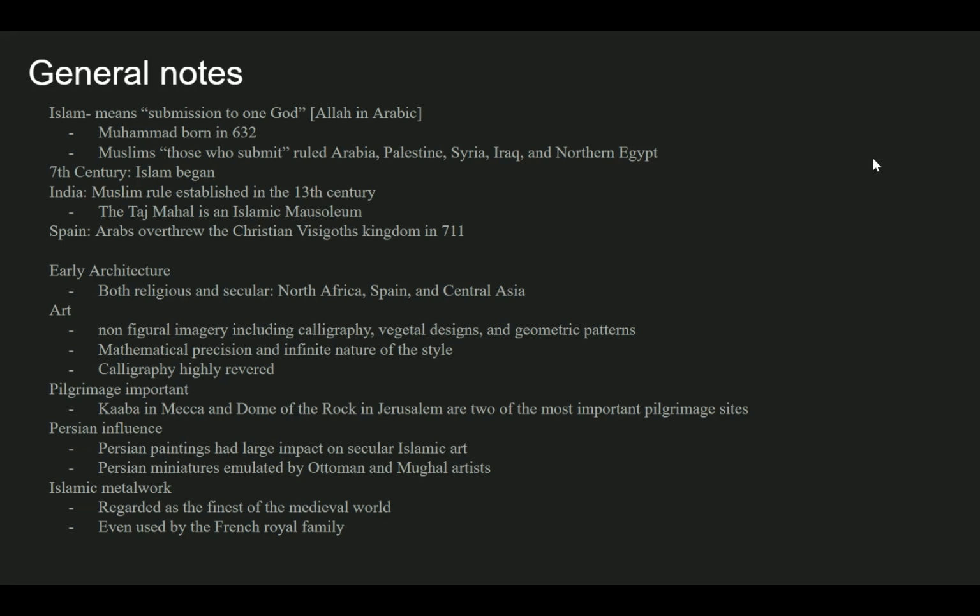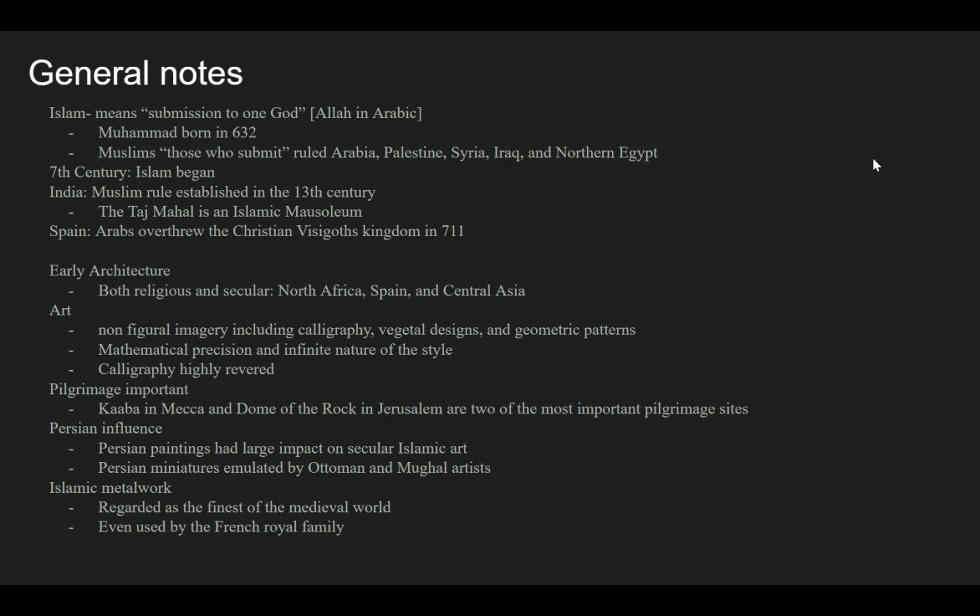Early architecture that we'll look at is both religious and secular. The art that we'll look at is non-figural. If you'll remember from the documentary, numerous religions, Christianity, Judaism, and Islam, have gone through periods of saying that figures can lead to idolatry. Judaism has had that for a much longer period of time, and when Jewish converts converted to Islam, many of them took this idea into Islam, so that's when it was adopted in Islam as well.